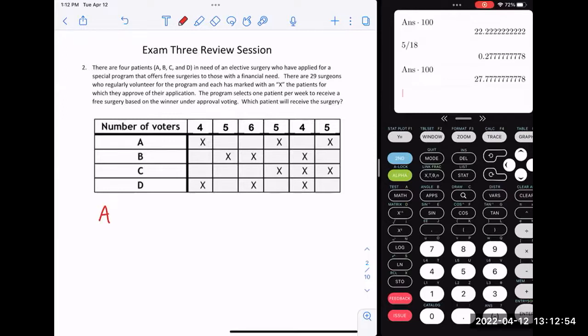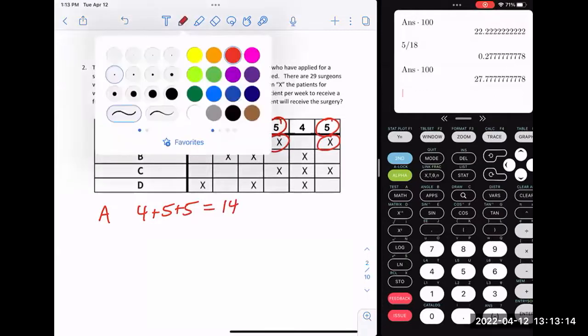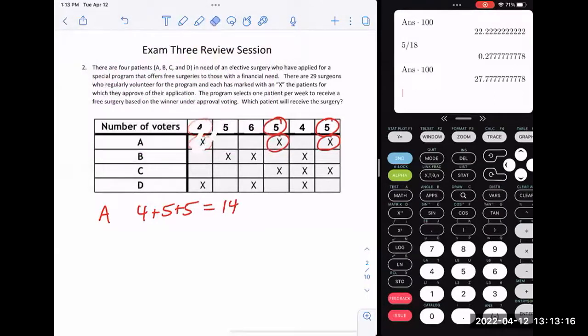So starting with patient A, I can see that 4 voters approved of A here. These 5 voters also approved of A, and these 5 also approved of A. So if I just add that up, I can see that A got 14 approval votes. And then I move on to the next candidate. So the next candidate, if I do B next, I can see that B got 5 plus 6 plus 4. So it looks like 15 approval votes for B.